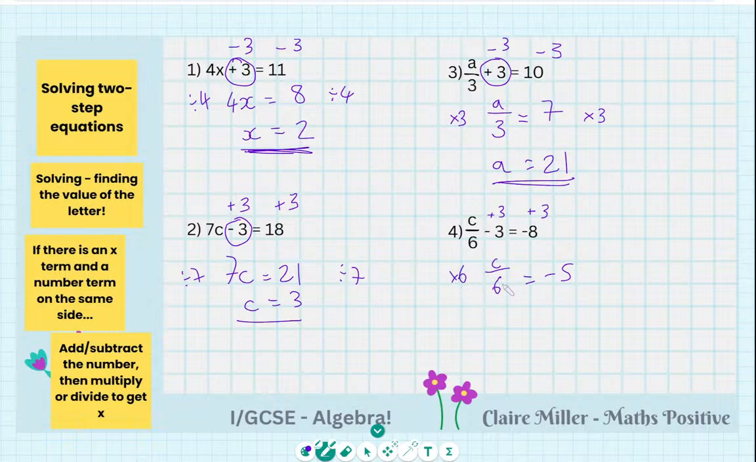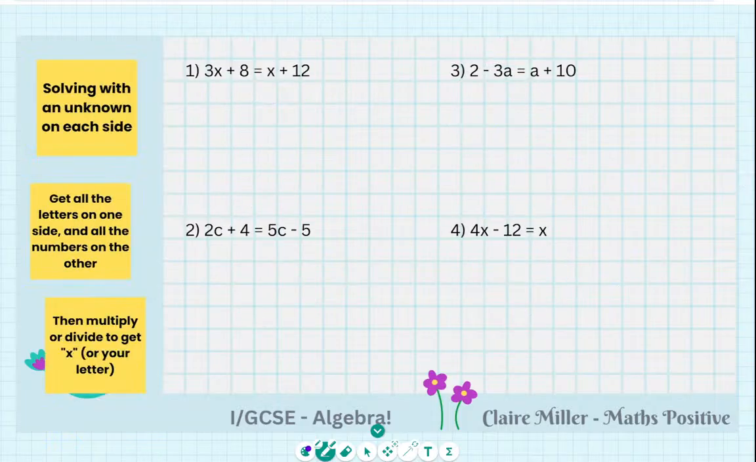So now I'm going to divide by 6, sorry. Now I'm going to times both sides by 6. So I get c equals -30. There's my answer. Brilliant. Okay, what about when you have an unknown on each side of your equation?